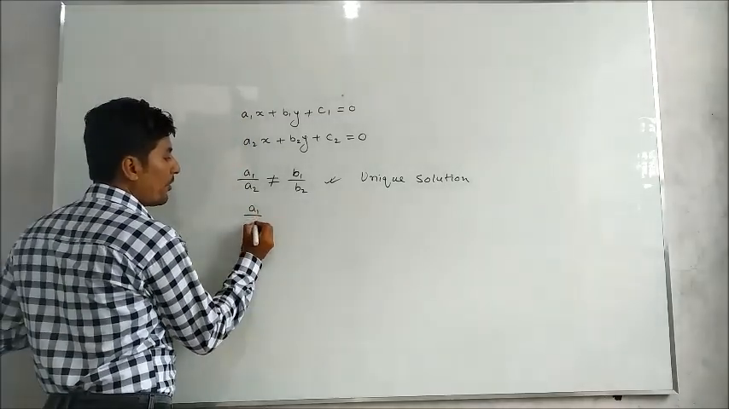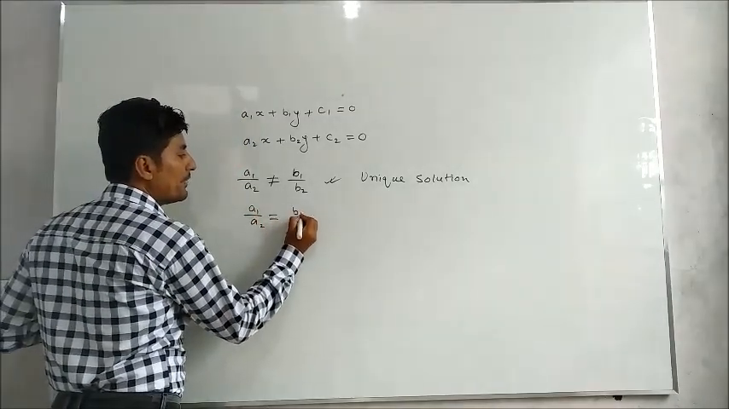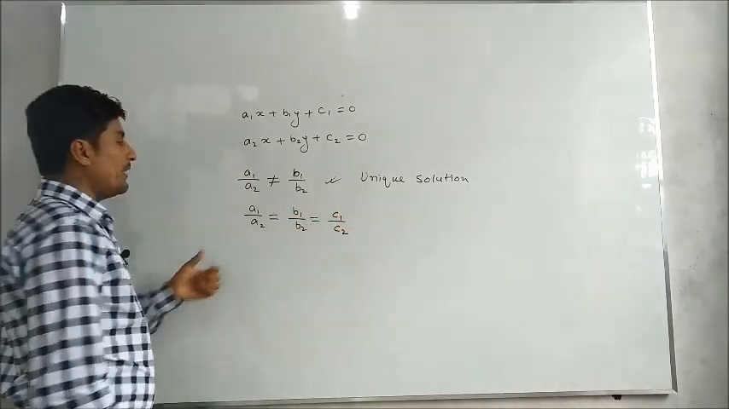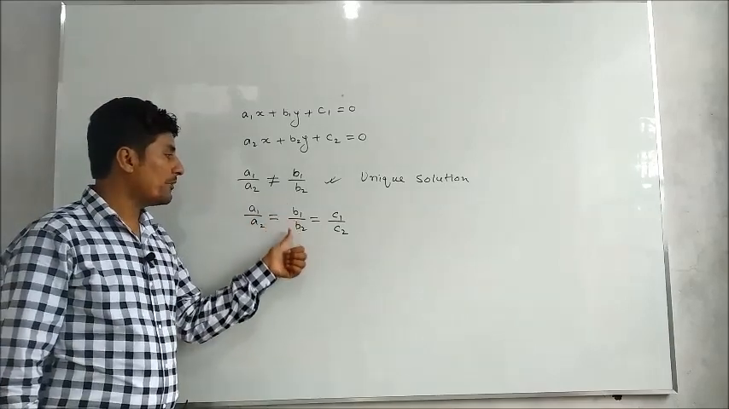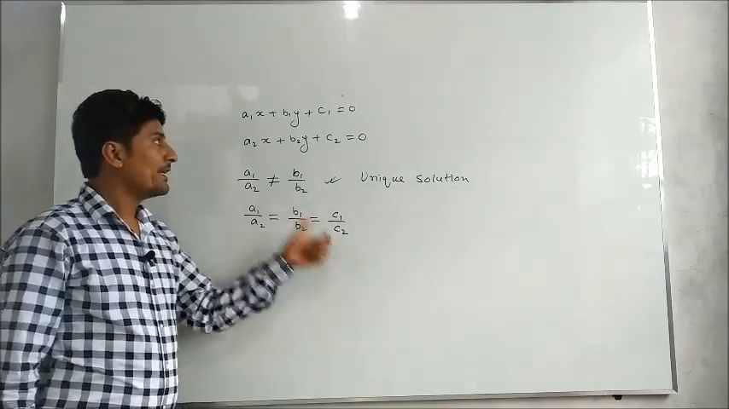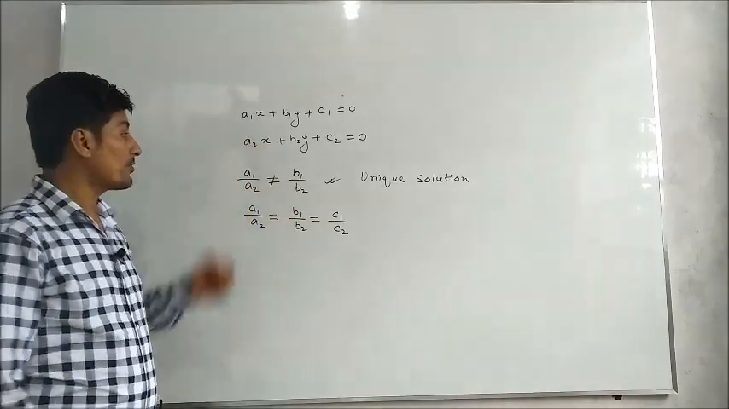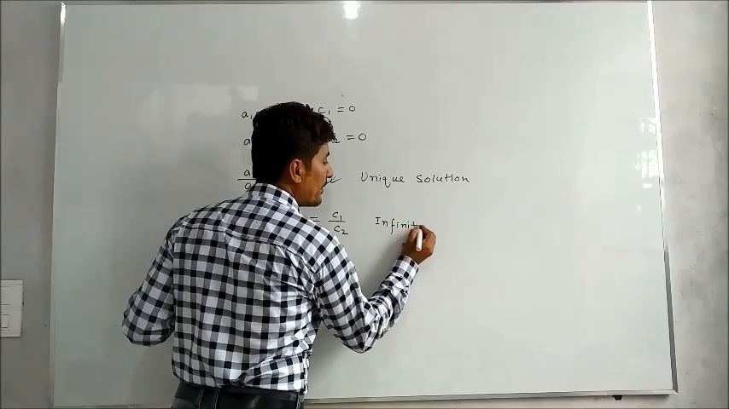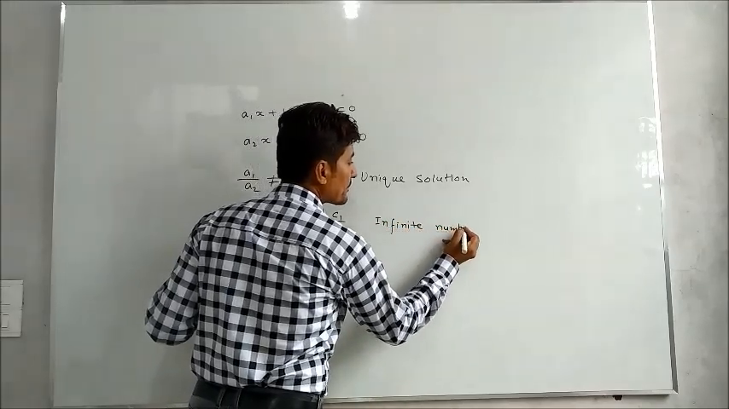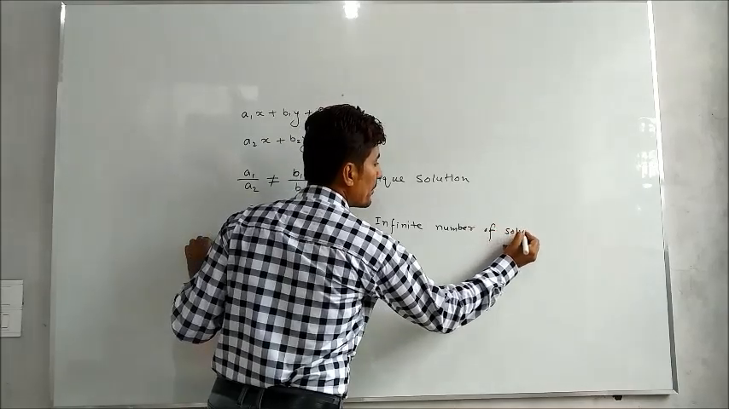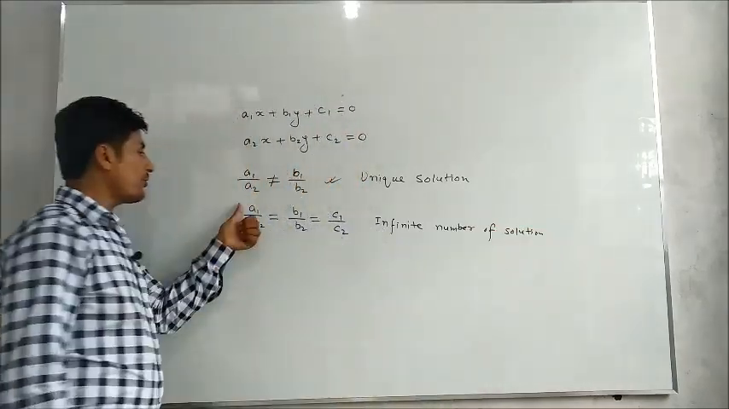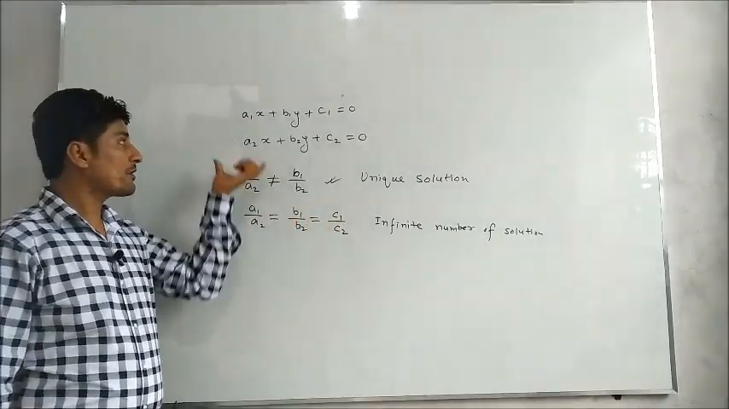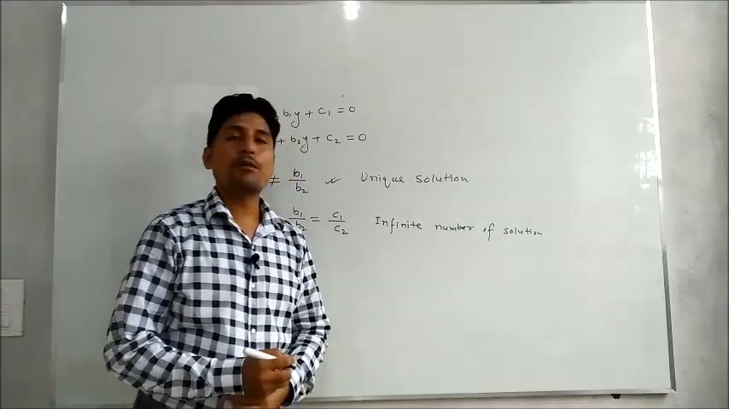If a1 upon a2 is equal to b1 upon b2 is equal to c1 upon c2, then this type of linear equation system will have infinite number of solutions. Once again I am repeating here. If the ratio of a1 upon a2 is equal to b1 upon b2 equal to c1 upon c2, then this type of system of linear equations will have infinite number of solutions.